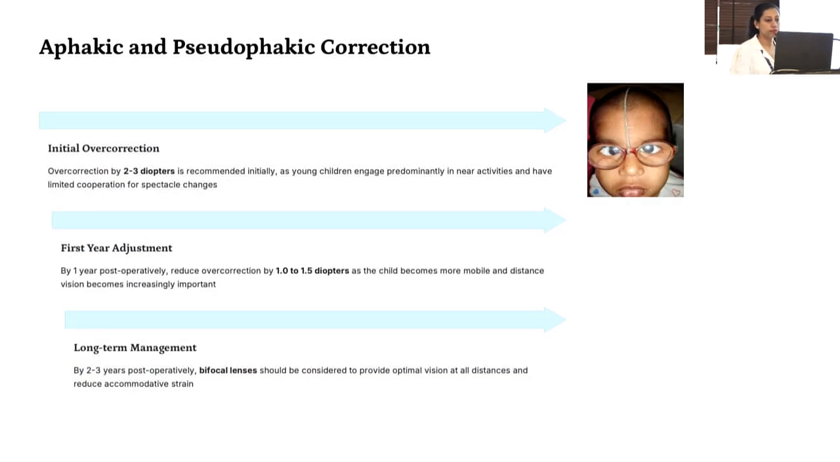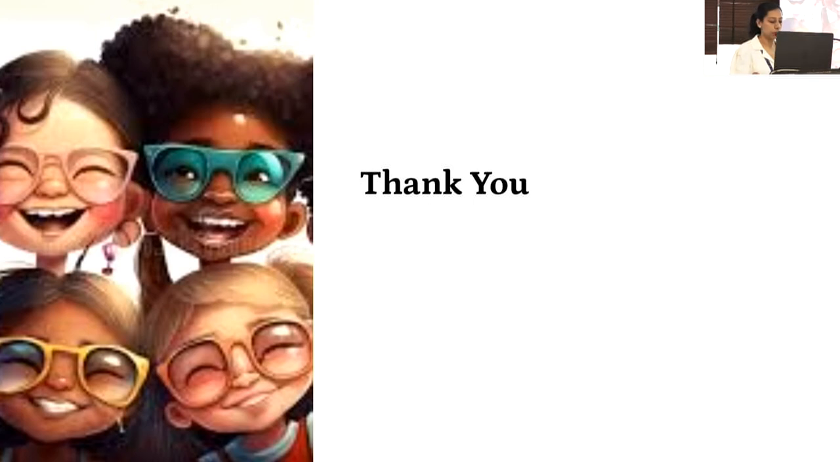In case of aphakia and pseudophakia, initial postoperative period, you should overcorrect by 2 to 3 diopters, and by first year, you reduce the overcorrection by 1.1 to 1.5 diopters, and long term, you should convert into bifocal lenses, so that there is vision at all distances and intermediate areas. Thank you.